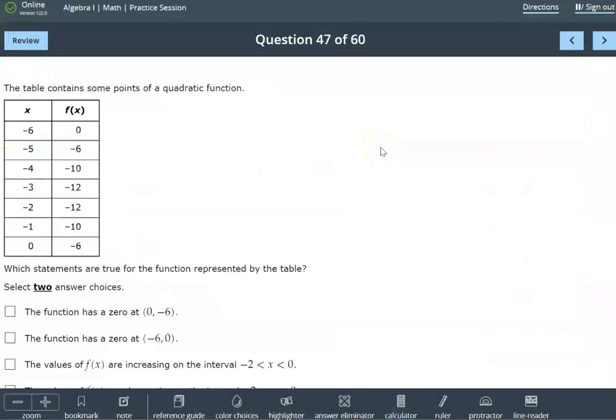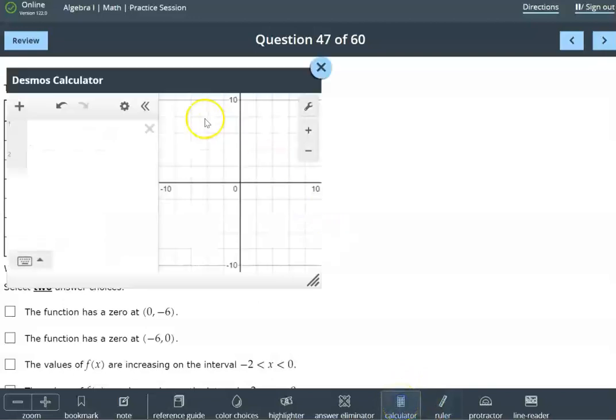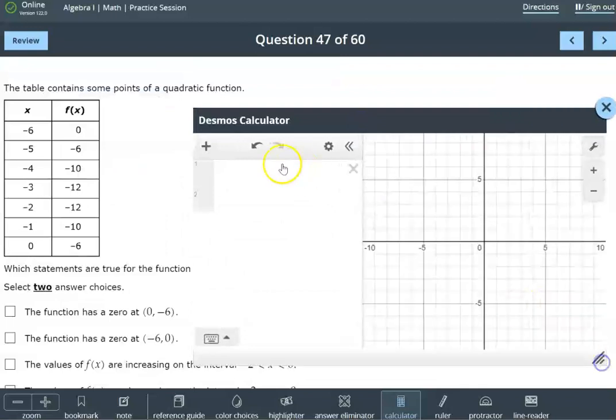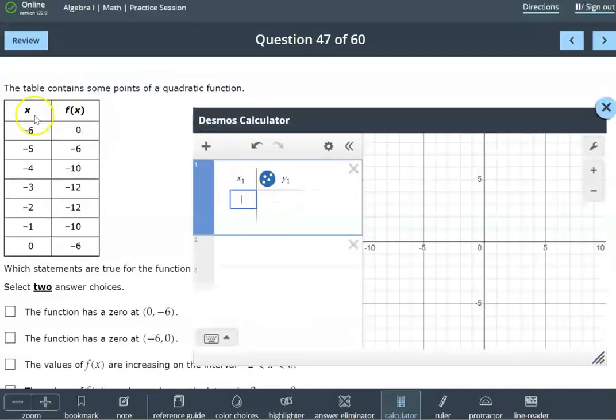The next item is 47. In this problem, we're given a quadratic function represented in a table, and we're looking for true statements about this function. So click on the calculator, click on the plus sign and table to add a table, and then duplicate the table that you see.